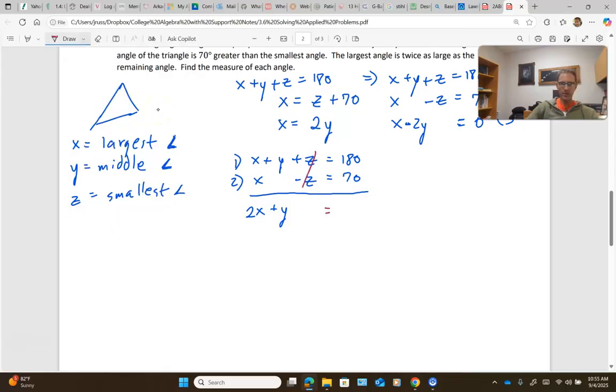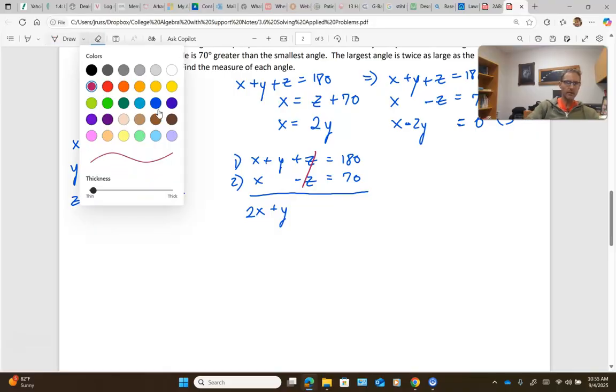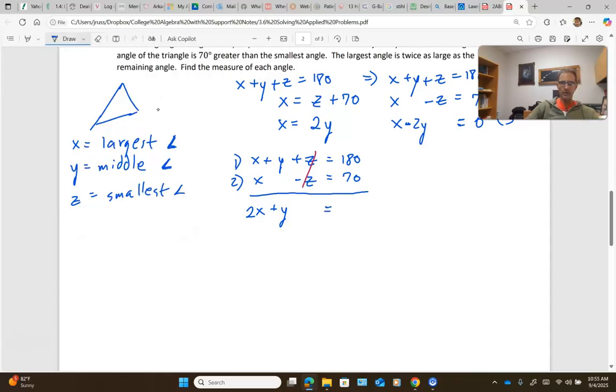I'll drop the equal sign, and I need to keep that color. And 180 plus 70 is 250, okay? So this would be my intermediate equation here.